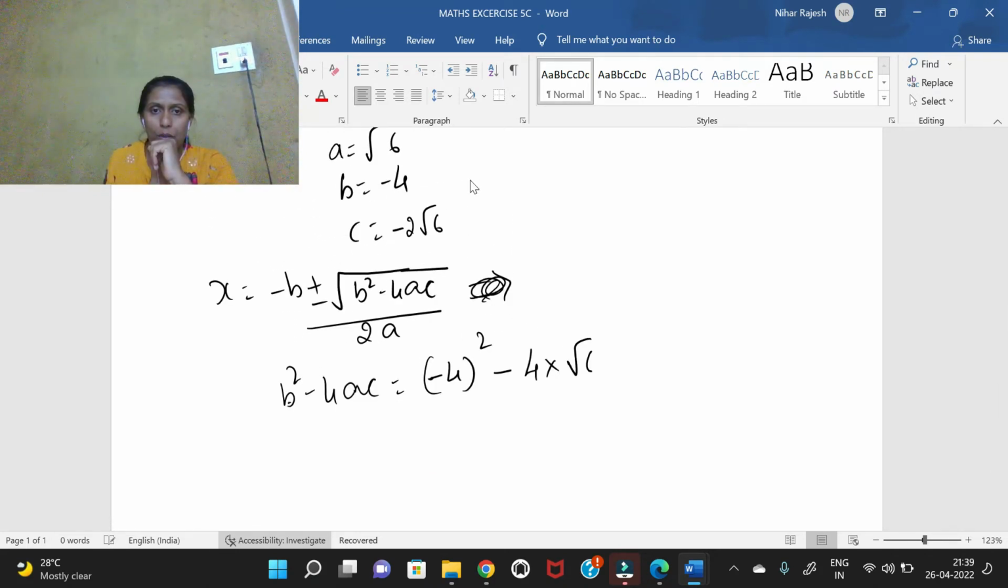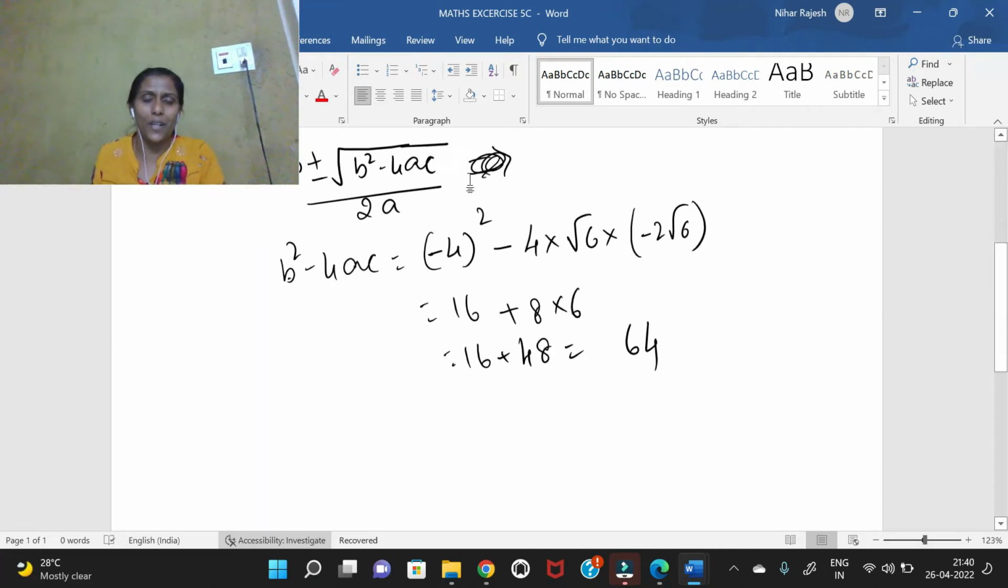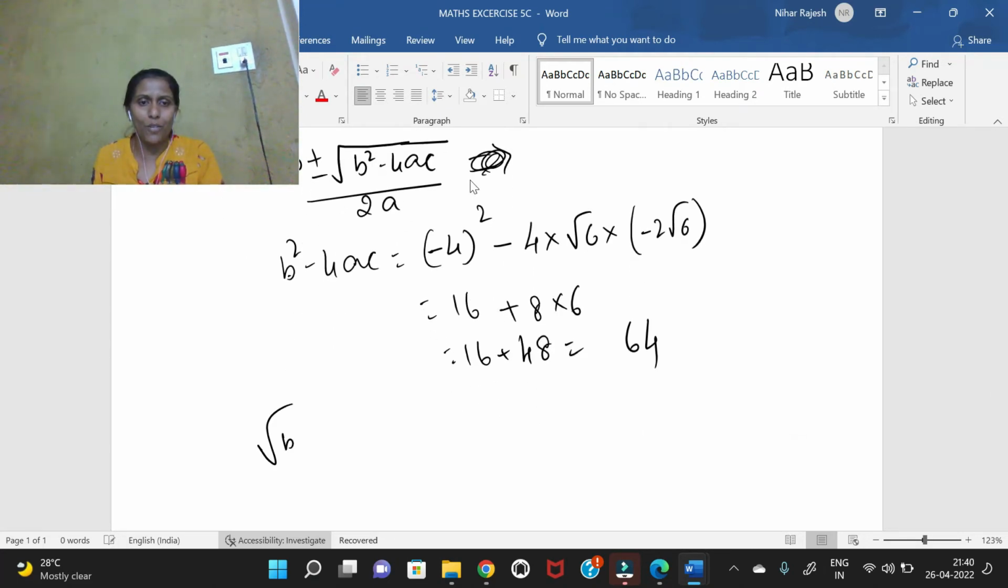A is root 6, into minus 2 root 6, which is equal to 16. Minus into minus is plus. 4 2s are 8. Root 6 into root 6 is what? 6. So, which is 16 plus 48, which is 64. So, if I do square root of b square minus 4ac, it becomes root 64, which is 8.